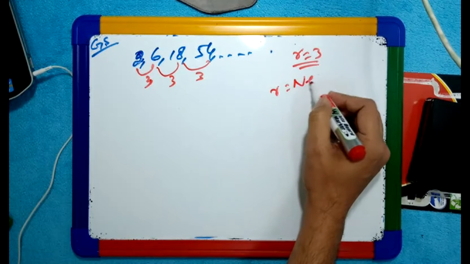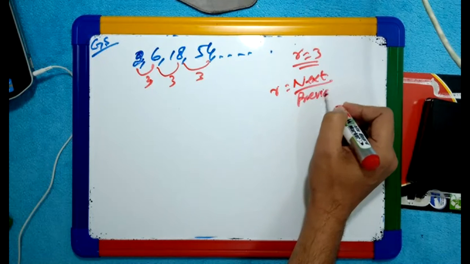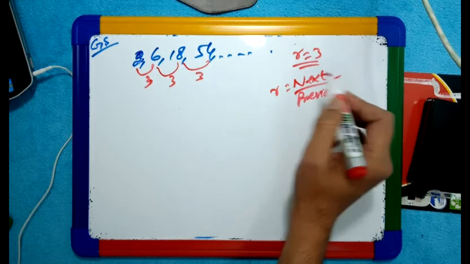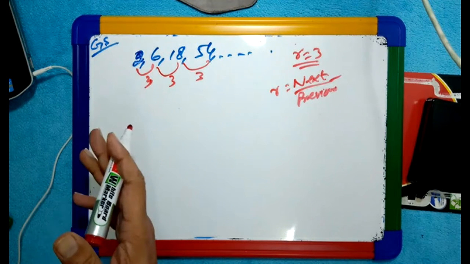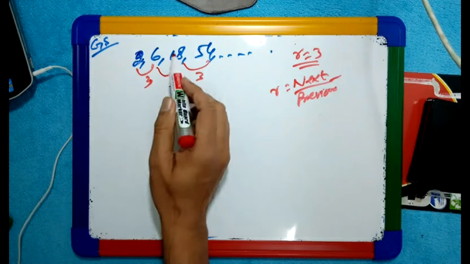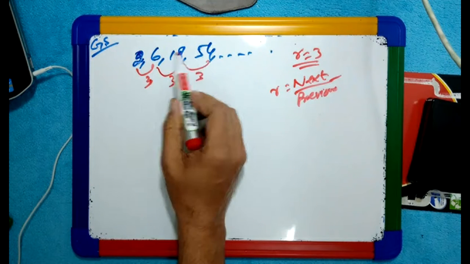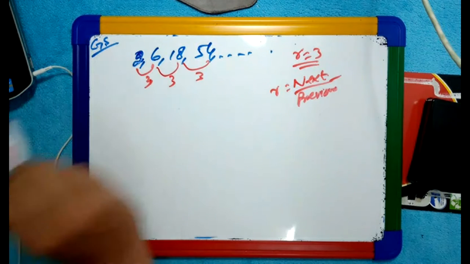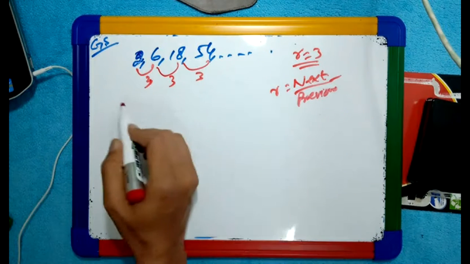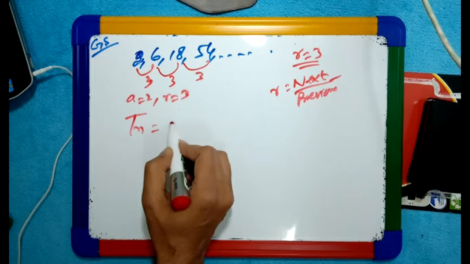So if you divide 6 by 2, you will get 3. 18 by 6, you get 3. 54 divided by 18, you will get 3, right? Every time you are getting 3. So R is 3. Now, A is 2, R is 3. The formula for the general term is A R raised to power n minus 1.